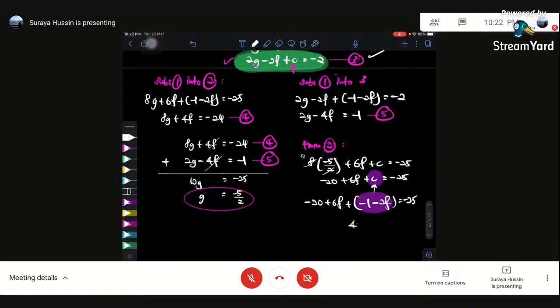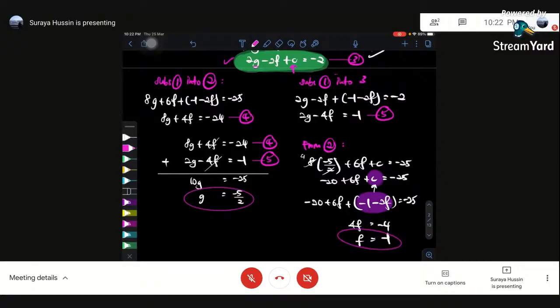So, you will have here 4f equals 4. Therefore, f is, this is not 4. This is -4. Okay, use your calculator. You will get -4. And therefore, your f is -1.